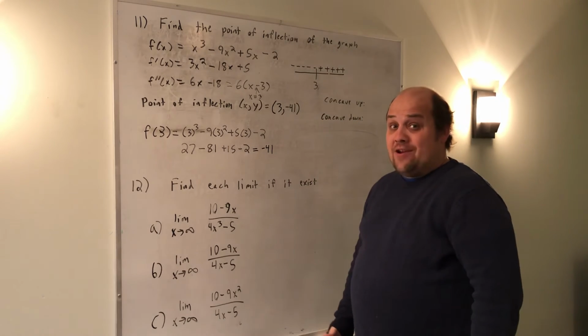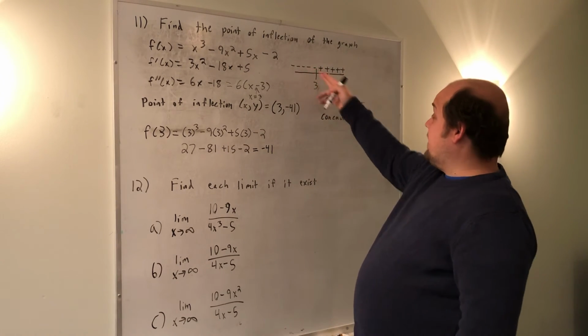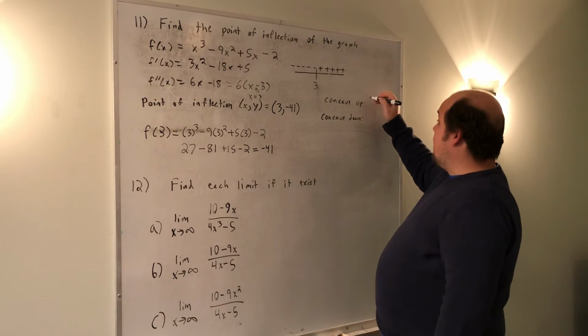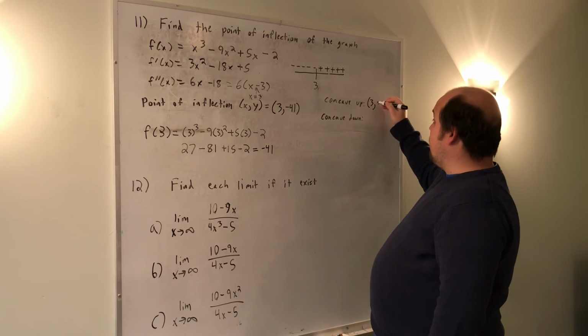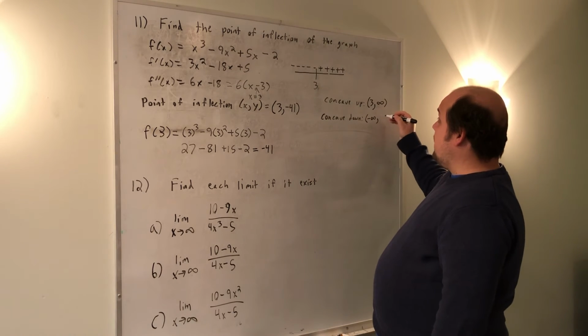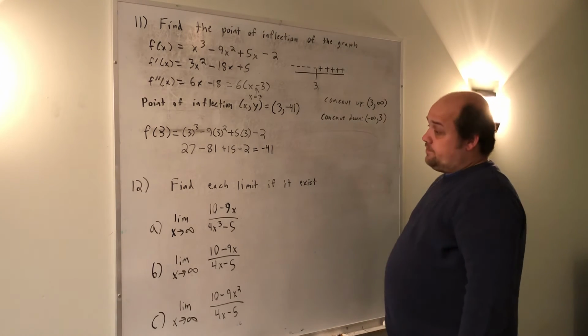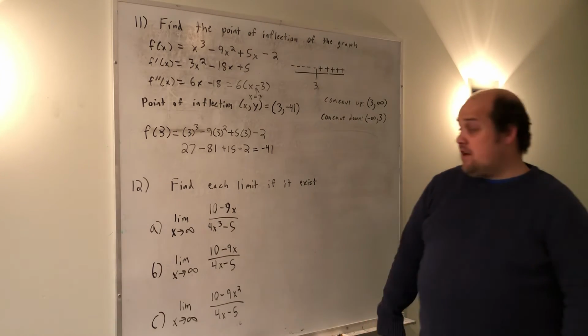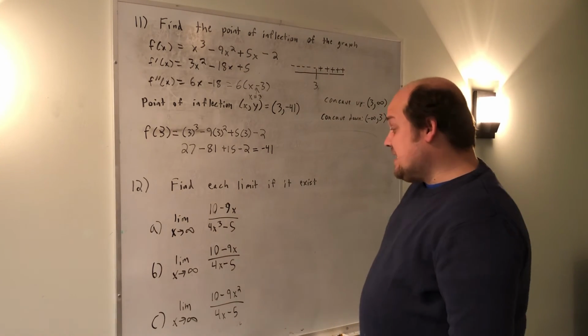Since I already have my number line done, it's really easy to translate this into my concavity. I'm concave up, starting at 3, going to infinity. I'm concave down, starting at negative infinity, going up to 3. Final question on here is to find the limit, if it exists.